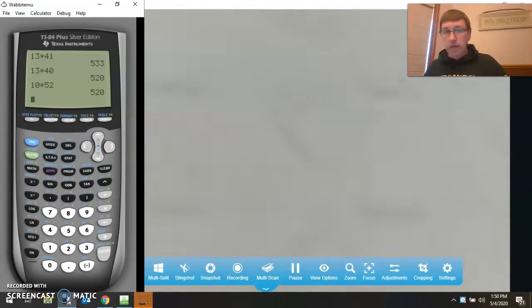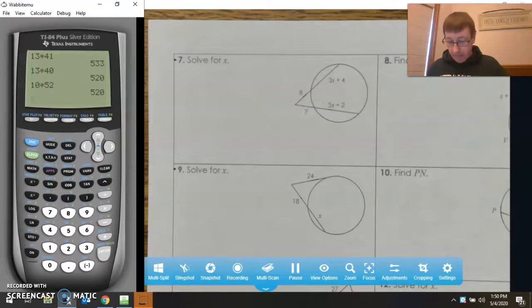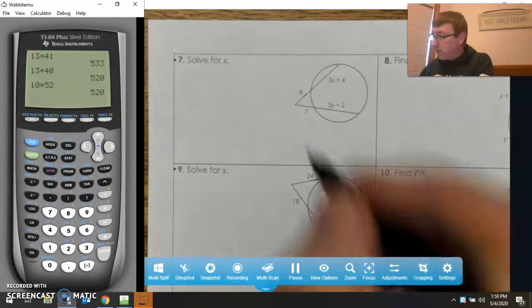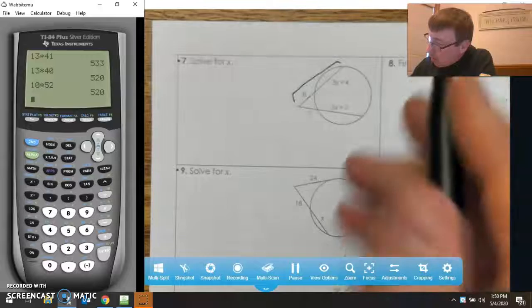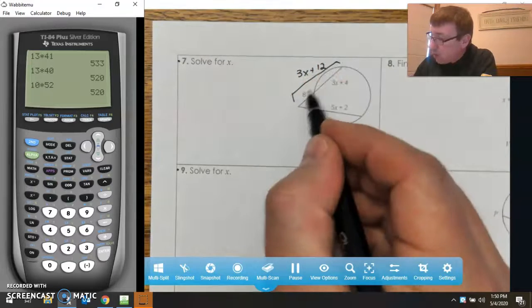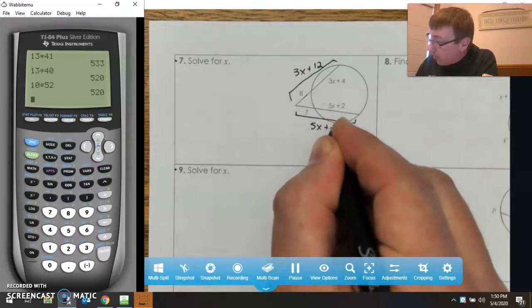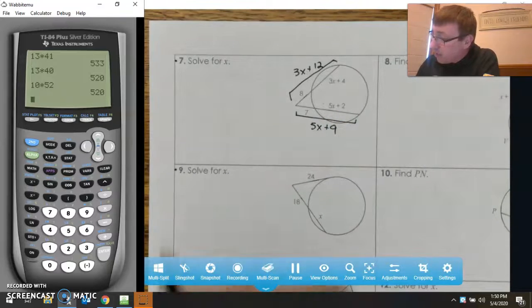All right, so if we take a look at number 7, again, we're going to have to go through the same process. This whole length will be 3x plus 12. 8 and 4 is 12. And this length here will be 5x plus 9. So again, it's going to be the same type of equation.